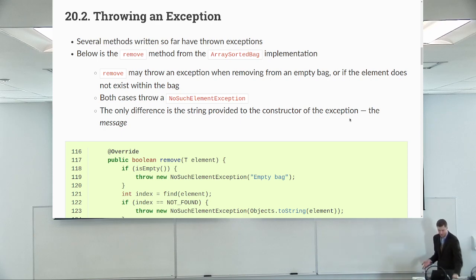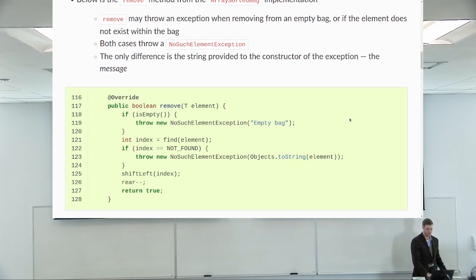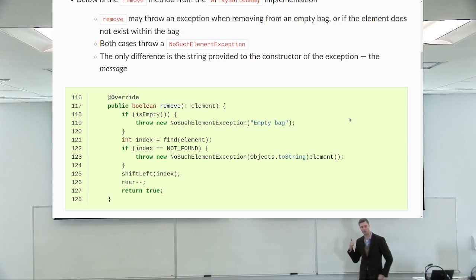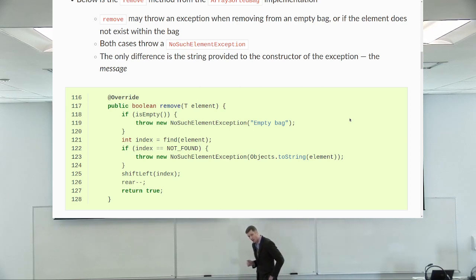So exceptions. Several methods so far have thrown exceptions. So here's the remove, for example. The remove method from the array sorted bag. Remove may throw an exception when trying to remove from an empty bag, or if the element does not exist in the bag. So there are two different exceptions that can be thrown here. Interestingly enough, they have the same type. Both exceptions are no such element exception. They have different messages.